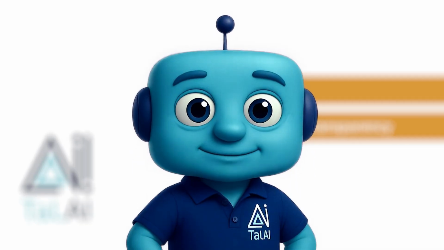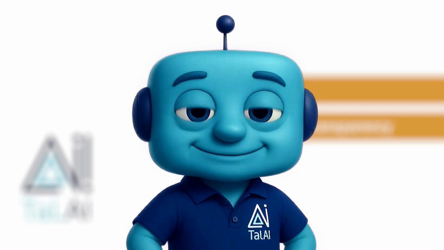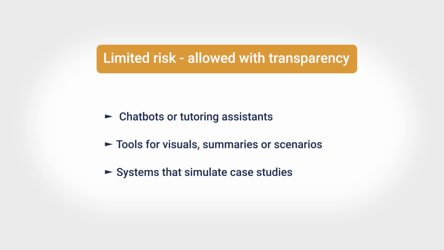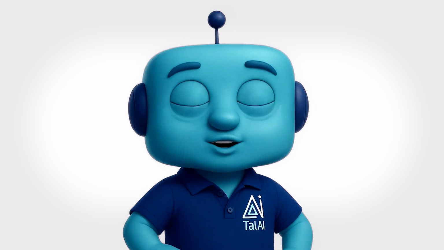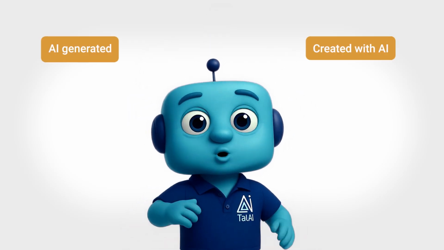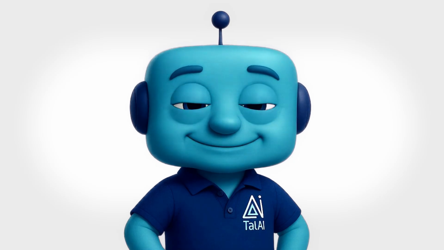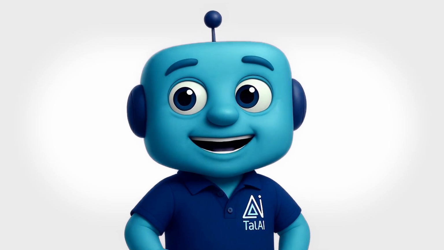Next comes limited risk. These are tools that are generally safe to use, but where transparency is required. Examples include chatbots or tutoring assistants, AI tools that create visuals, summaries, or scenarios for teaching, and systems that simulate case studies. These tools can be valuable as long as we label AI-generated material, for example, AI-generated or created with AI, and make sure students understand how and why it was used. Transparency builds trust, and it helps students develop critical AI literacy.